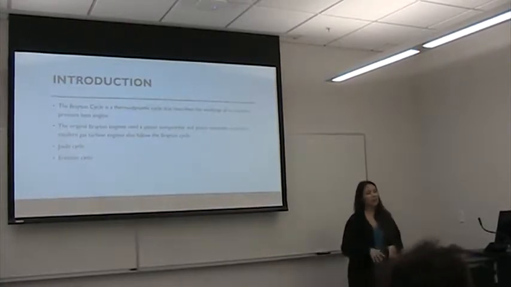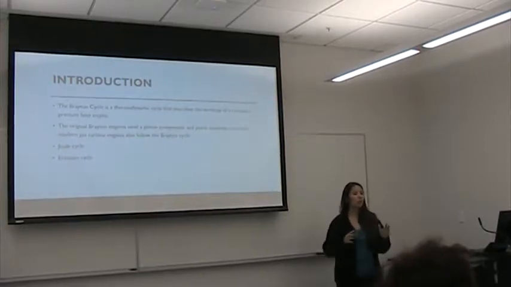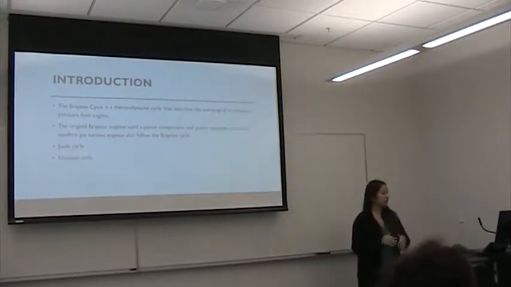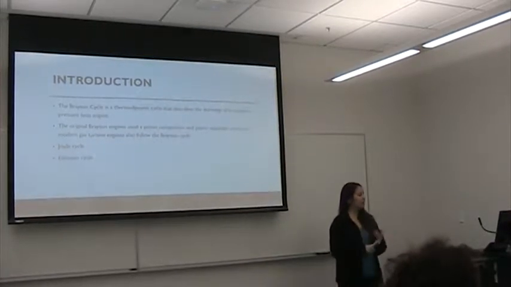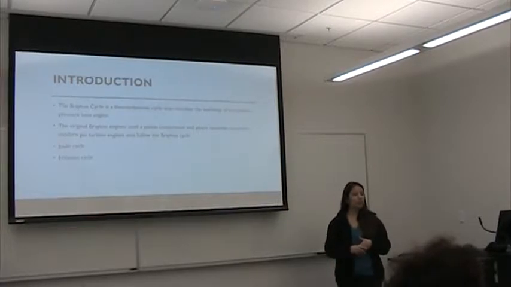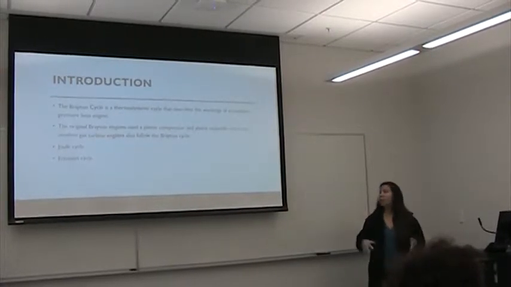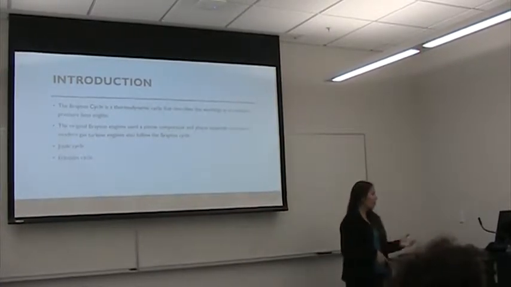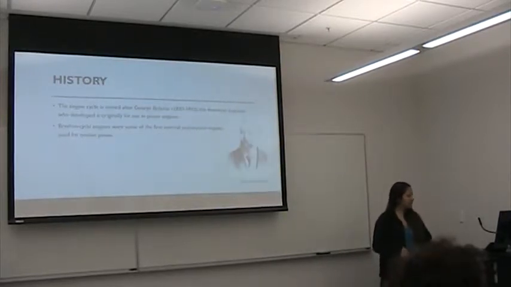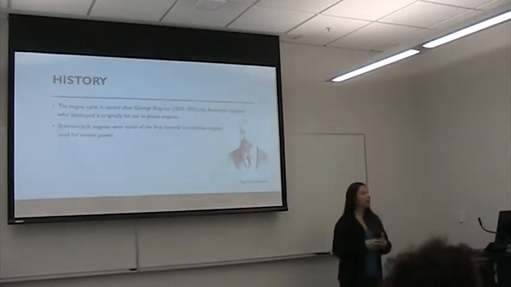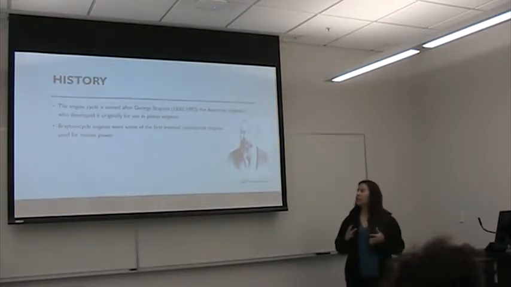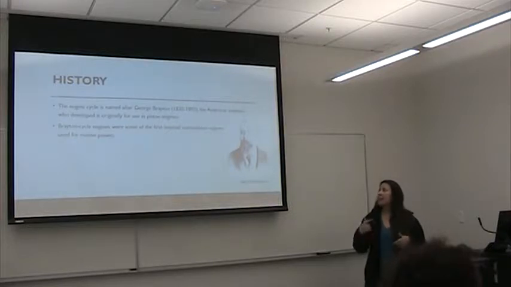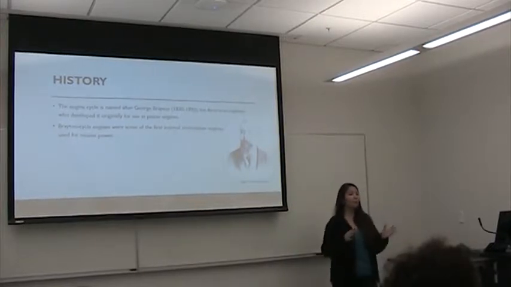The Brayton cycle is a thermodynamic cycle that describes the workings of a constant pressure heat engine. The original Brayton engine used a piston compressor and a piston expander, but more modern gas turbines also use the Brayton cycle, which is also known as the Joule cycle or Ericsson cycle. The engine cycle is named after George Brayton, the American engineer who developed it originally for use in piston engines. The Brayton cycle engines were some of the first internal combustion engines used for motive power.